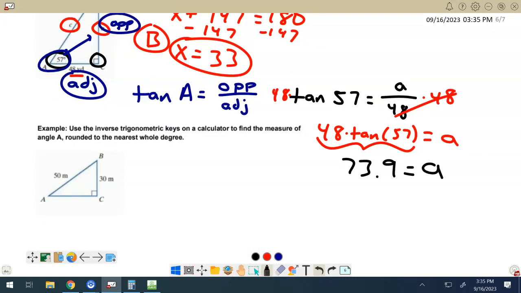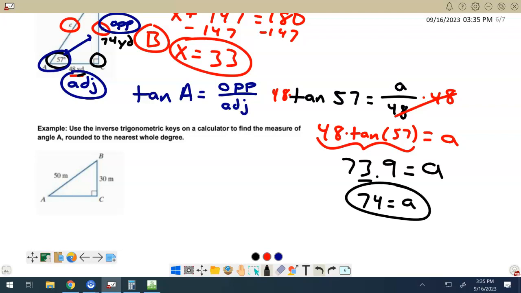73.9. We're going to round this to the nearest whole number. That's going to round up to 74. Right. So that is the measure of side A. It's about 74 yards, right? It's the same units that we have here, 74 yards.